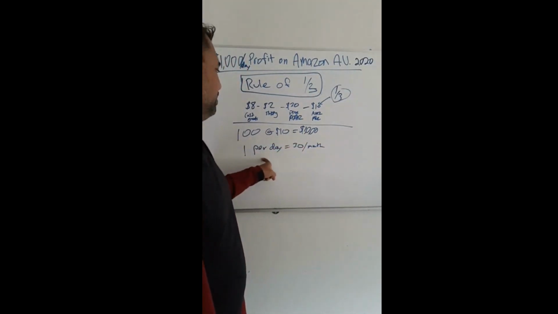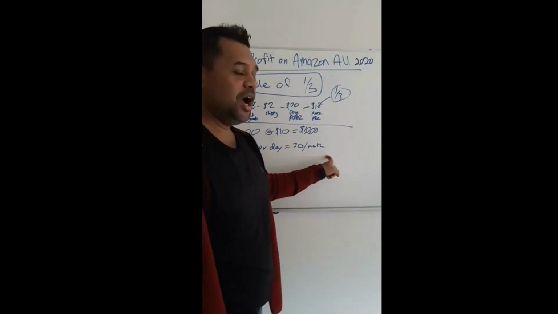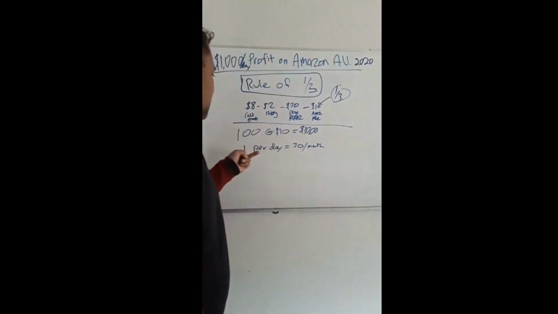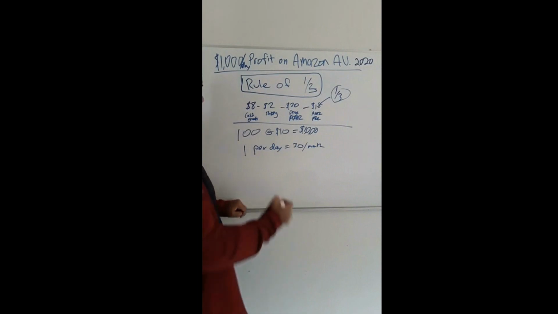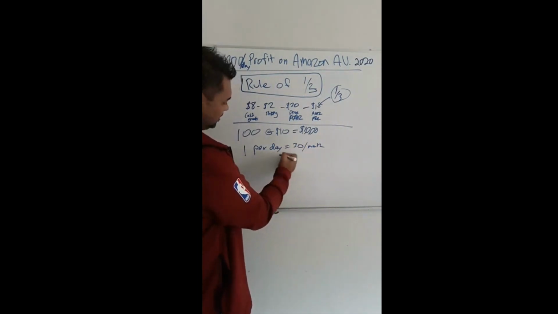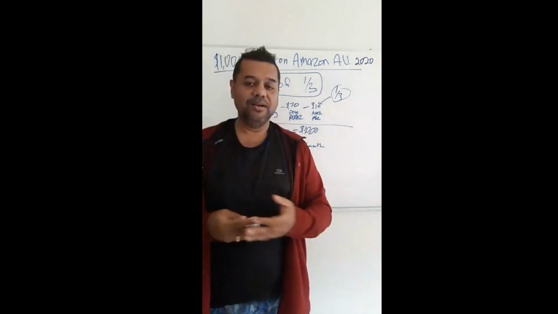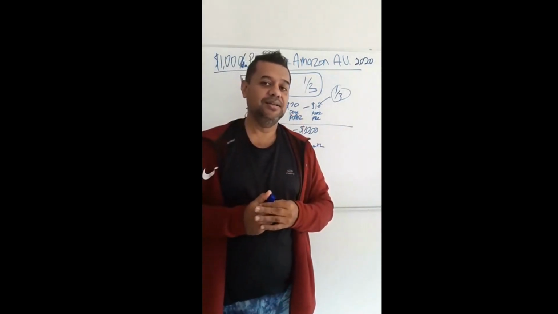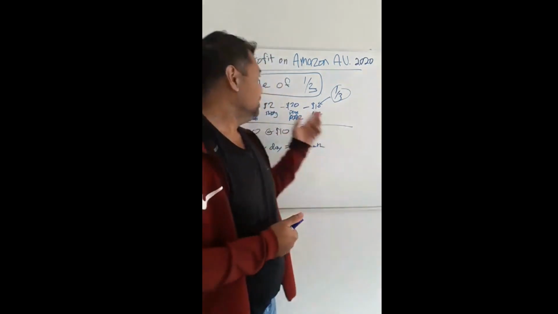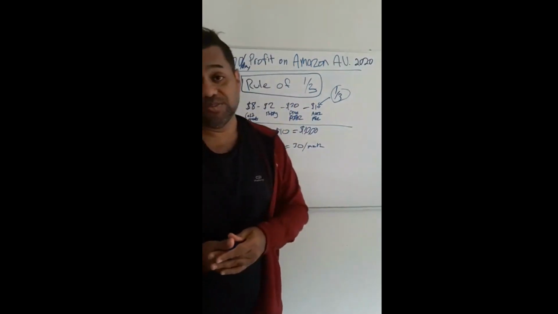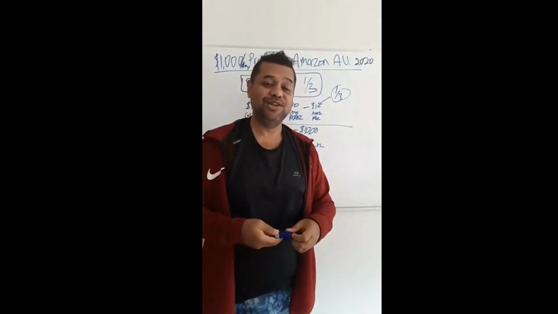You sell one item a day, you sell 30 items a month. One item a day of each item, of 100. So that's how you figure it out. You just need to have 100 items. They're going to sell one a day at $10 profit. And that's how you make your $1,000 profit a day. Sound easy? Not so easy.